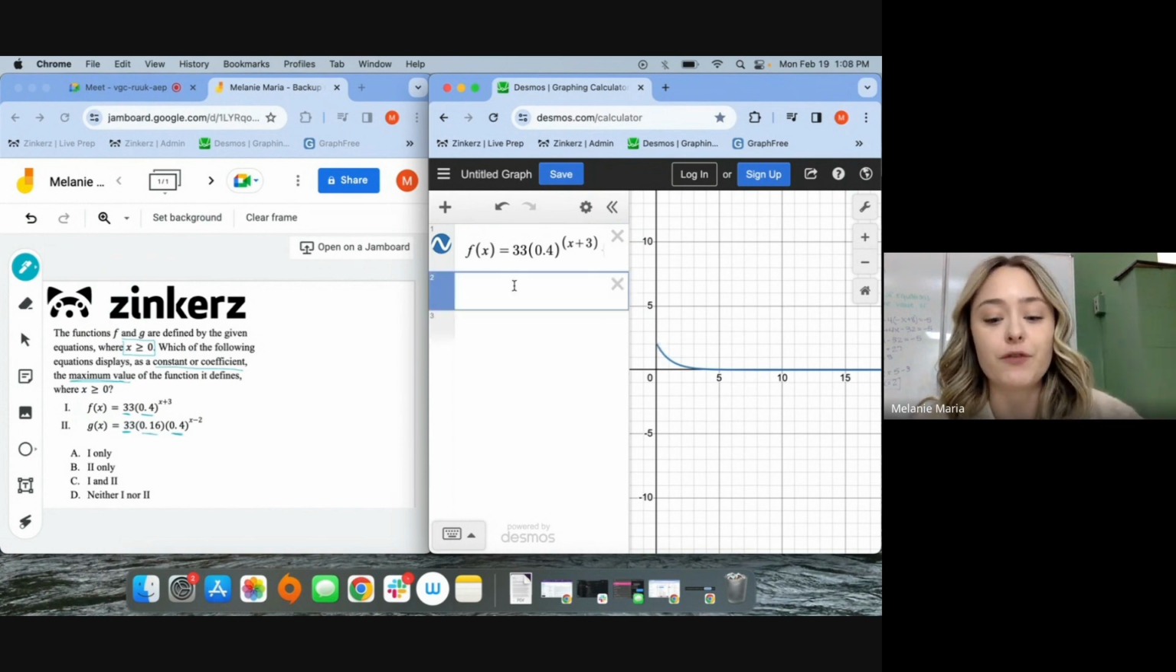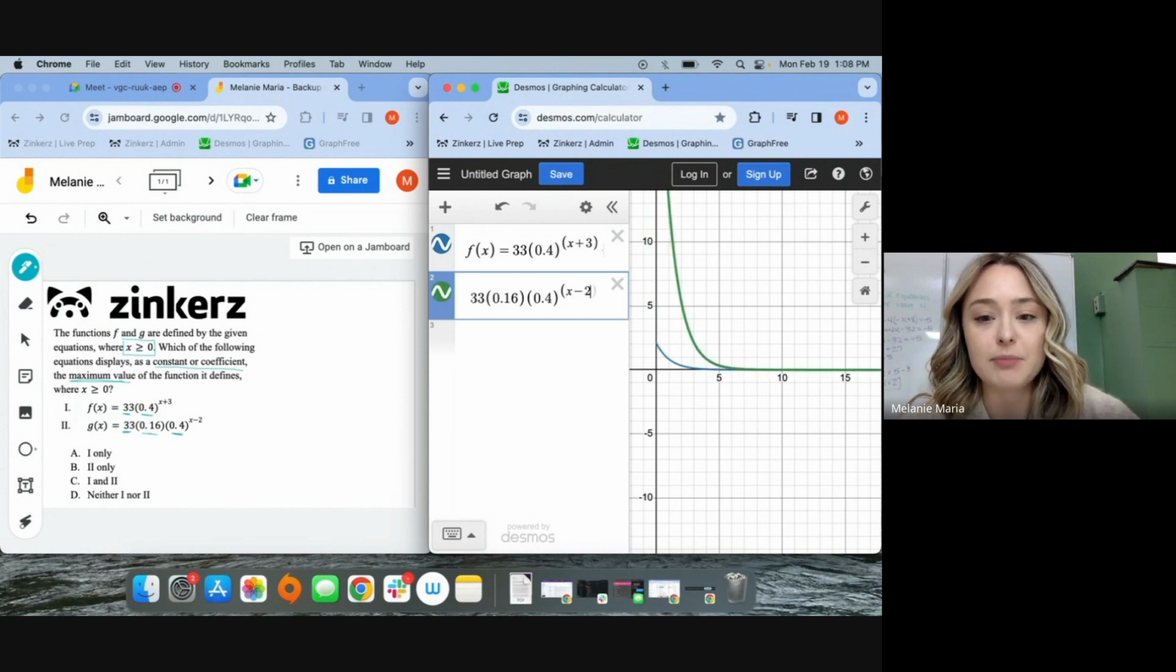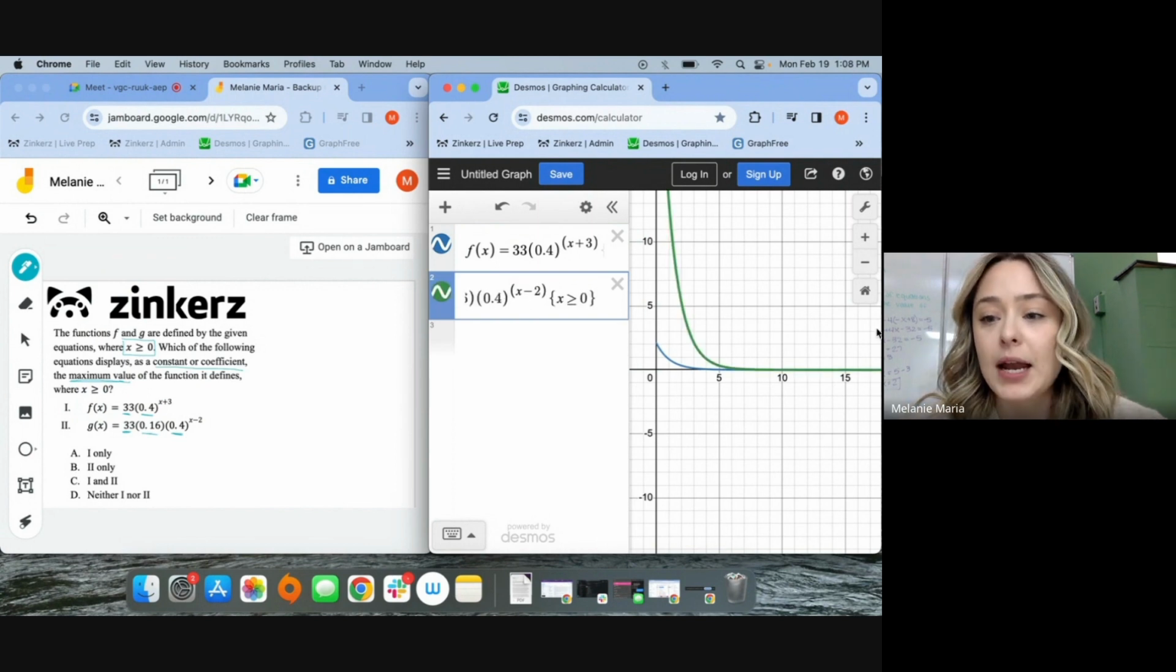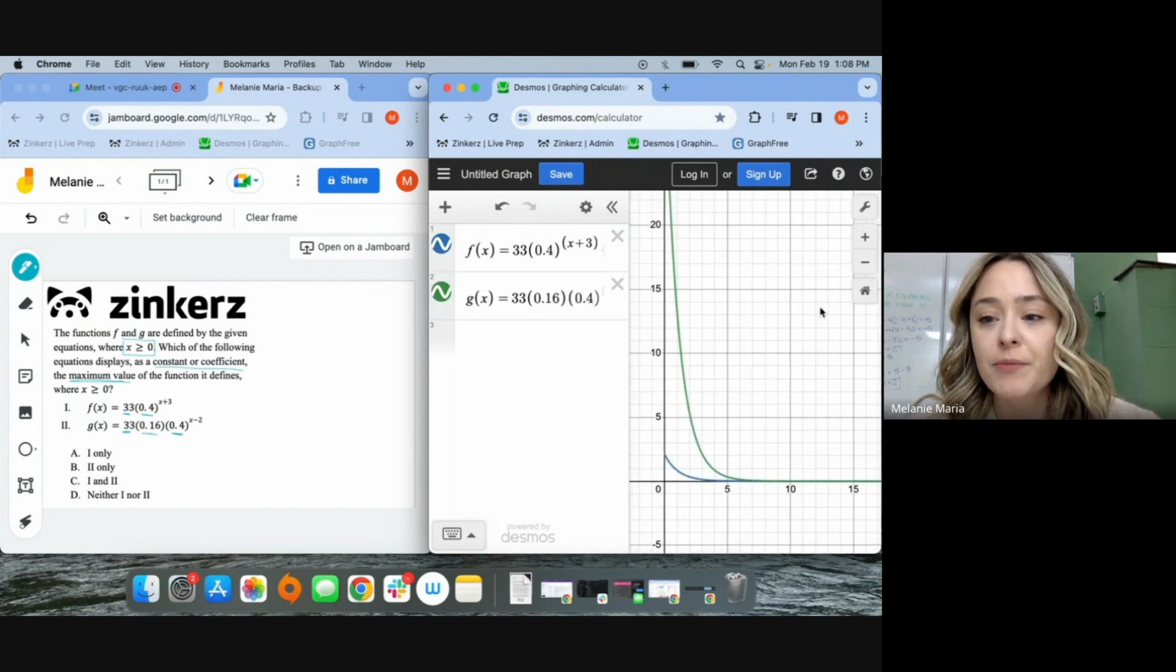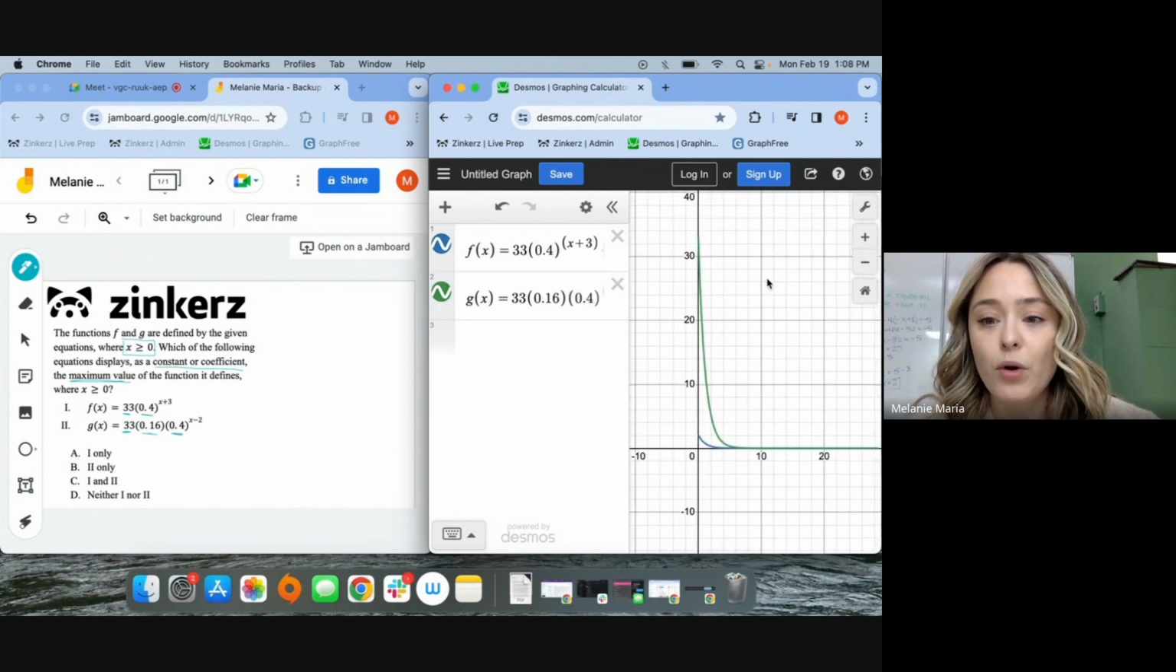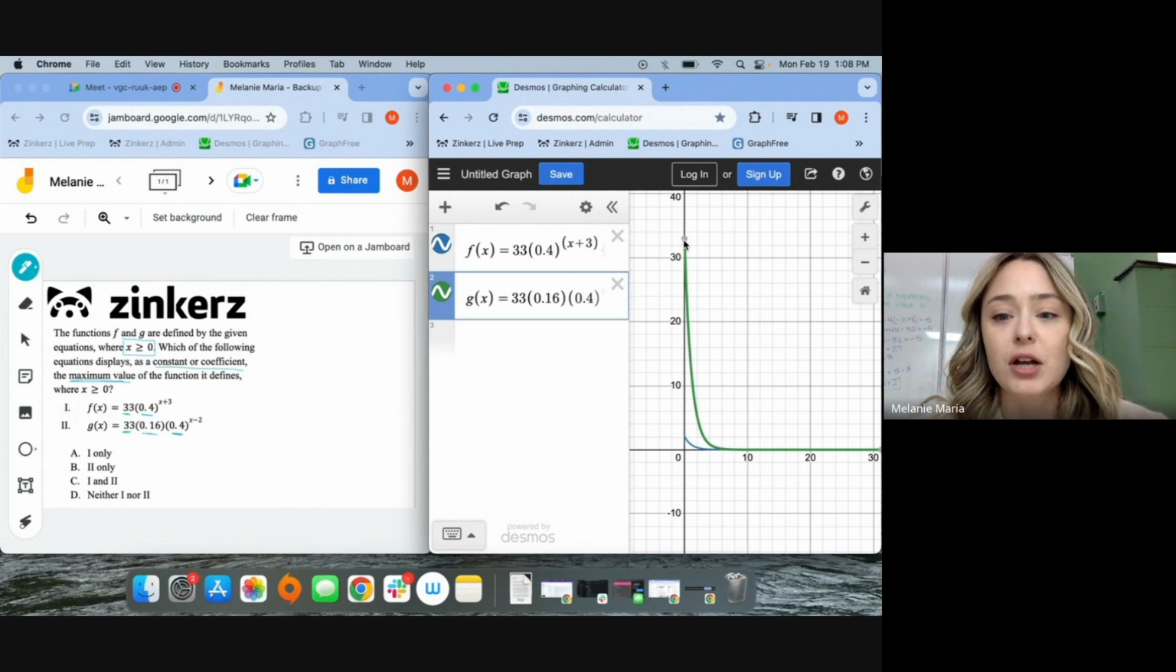I'm going to do the same thing for g. So g is equal to 33, 0.16, 0.14. Again, using some parentheses right here, x minus 2. And then inputting our parameters, x is greater than or equal to 0. And again, that just cuts off my picture. I'm getting an idea of what this function looks like. You can see the green line just cuts off right there.